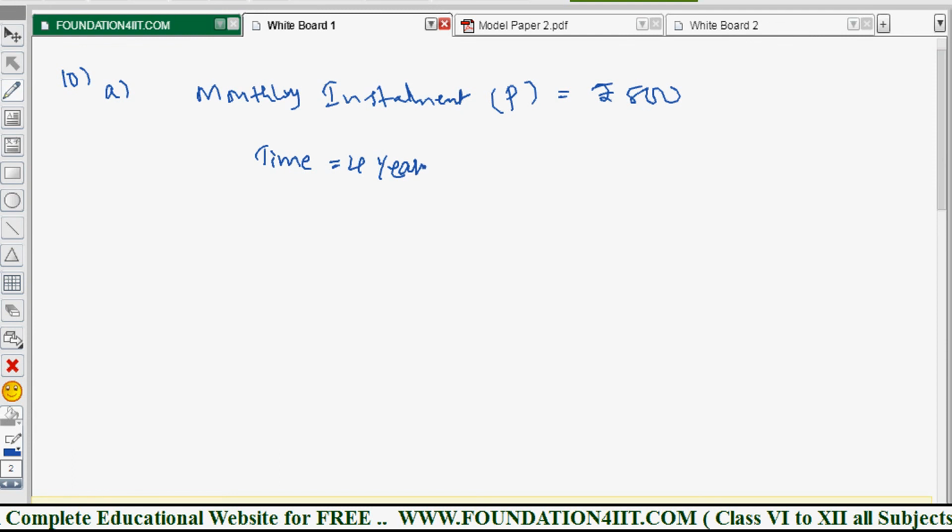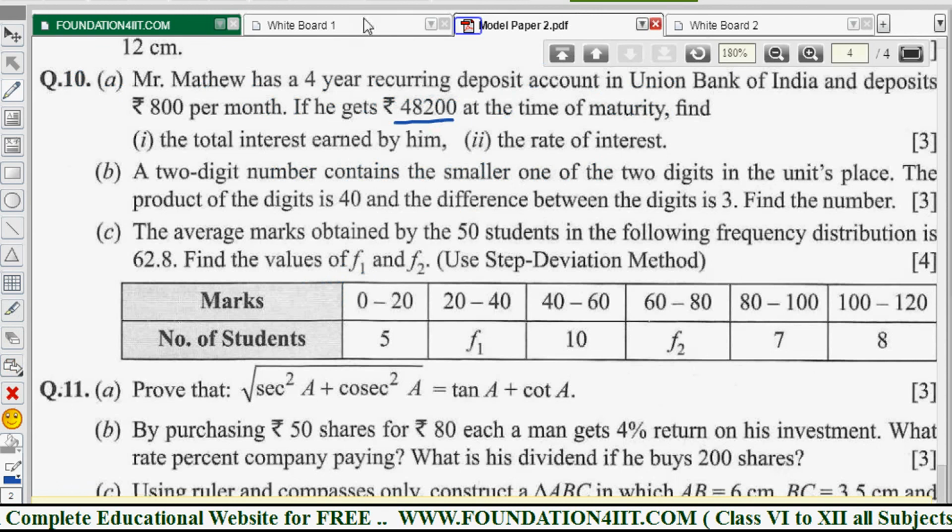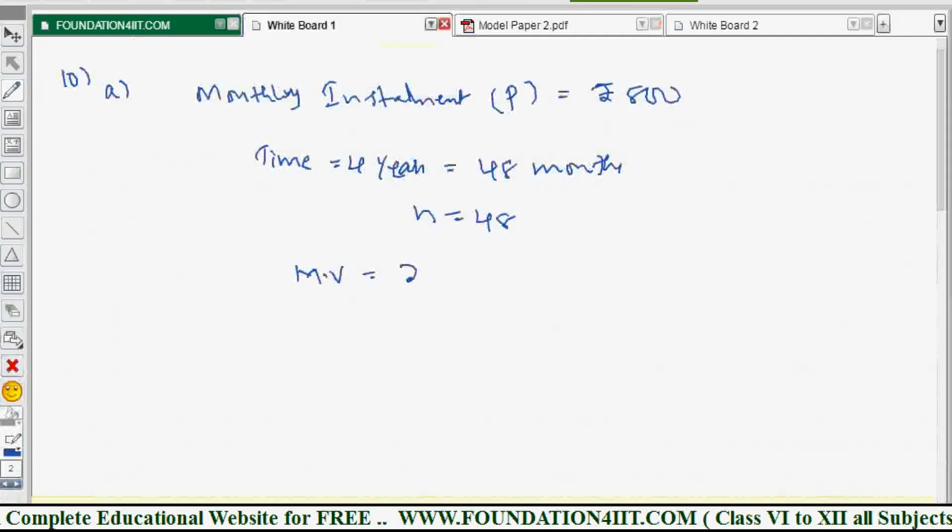We need to convert the time into months. So 4 into 12, that is 48 months. That means n is equal to 48. And the maturity value is mentioned already. So the maturity value is equal to rupees 48,200.